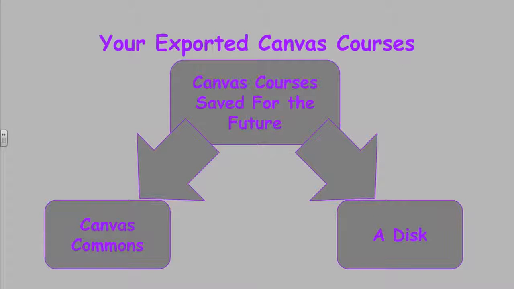Hopefully you remember from when you exported your Canvas classes, there are two places that you can export your material to. The first place is the Canvas Commons. That stores your material remotely on one of Canvas's servers and allows you to pull that down from Canvas's server at any time. The other option was for you to save it on a disk. That could be something like your own personal flash drive, it could be your G drive, or it could be the hard drive of your computer.